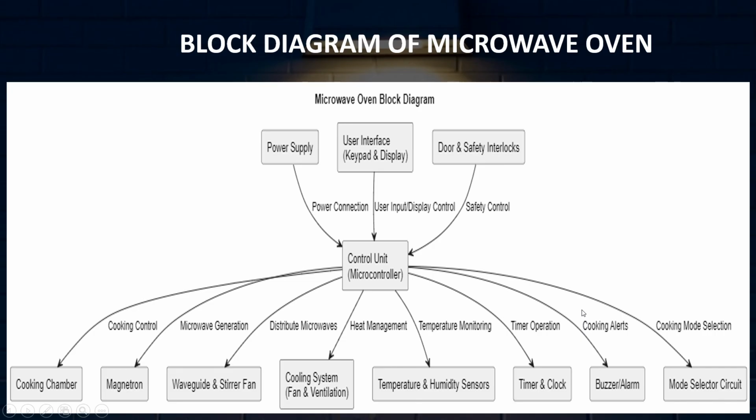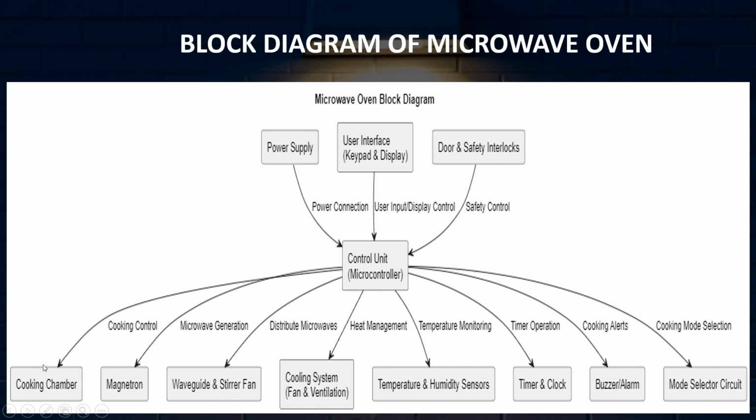So let's first see the block diagram of the microwave oven, how the microwave is designed. I think you can see here we have the central unit, which is the control unit or microcontroller, and here we have the power supply. We also have the user interface, which are the keypad and display. We also have the door and safety interlocks.